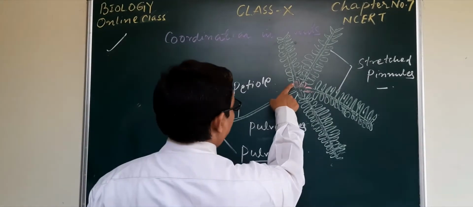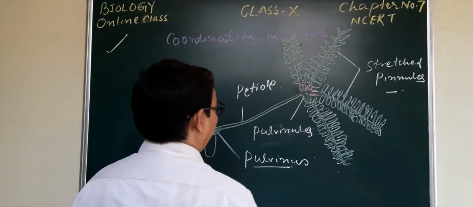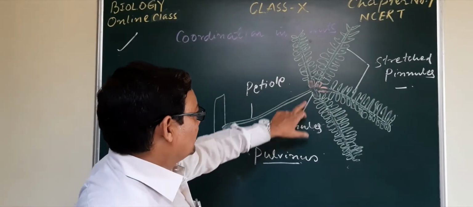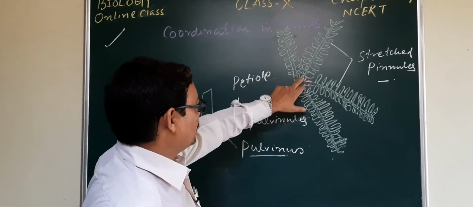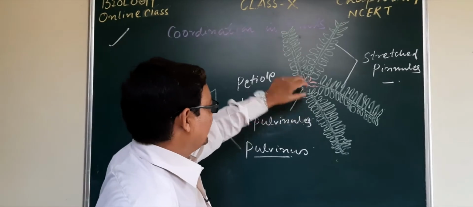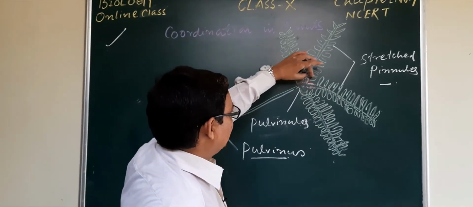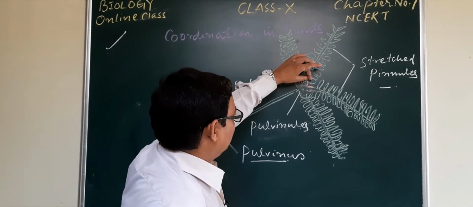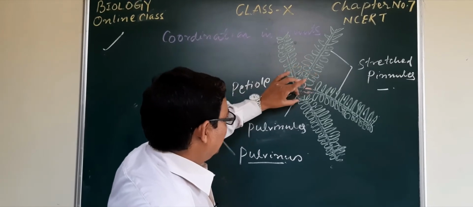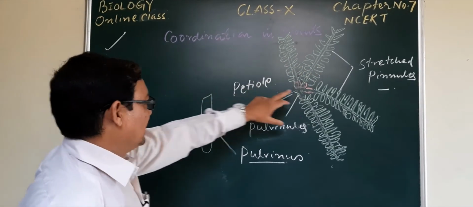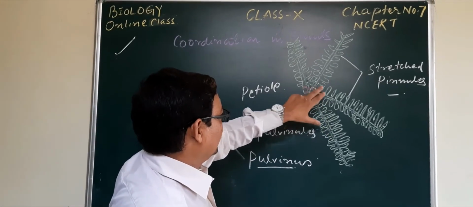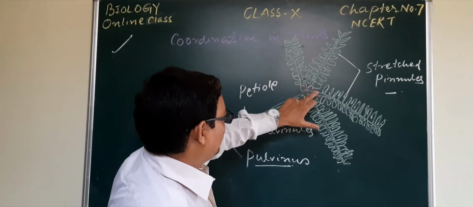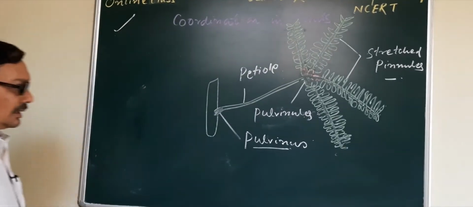You may also see the pulvinules are also present in the leaflet regions. Smaller pulvinules are also present, that is the pad-like structure, just at the base of the leaves. There is a pad-like structure here also, and here in all these 1, 2, 3, 4 different pinnules or leaflets there is also presence of pulvinules.